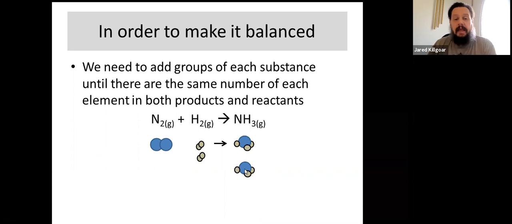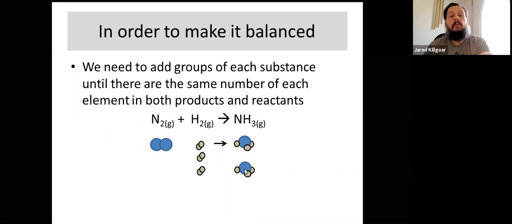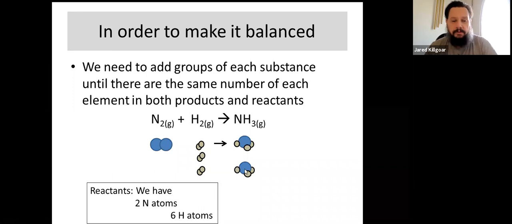So what I do is I add 2 more groups of hydrogen to the left side in order to make it balanced. So I have 2 N atoms on the left, on the reactant side, and 2 N atoms on the right, on the product side. I have 6 H atoms on the left, on the reactant side, and I have 6 H atoms on the right. So this is balanced. This is a model for the balanced equation.